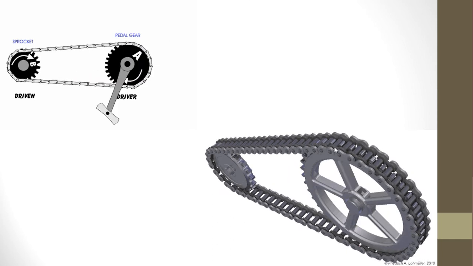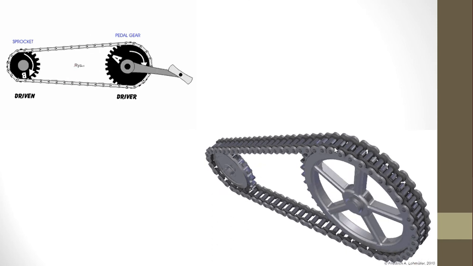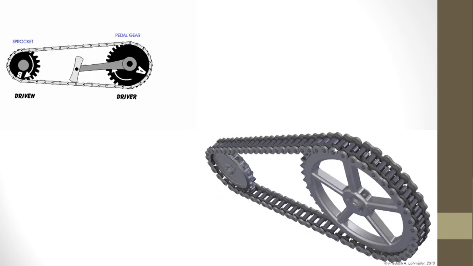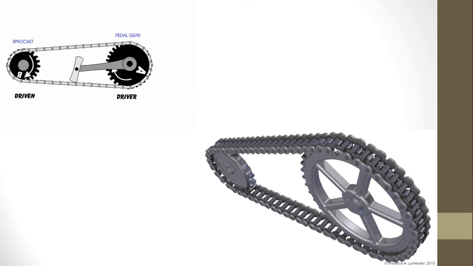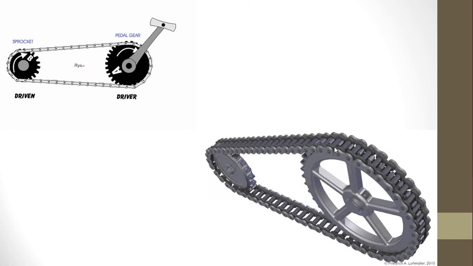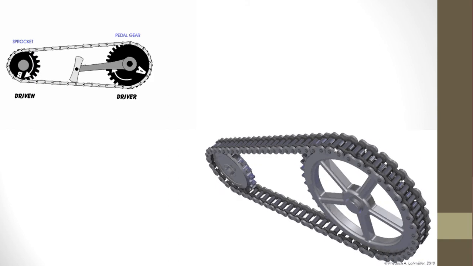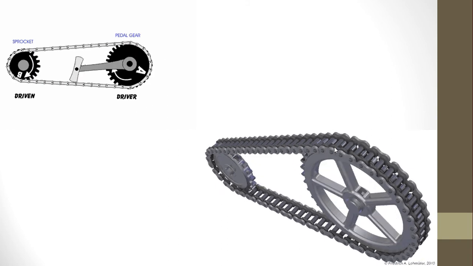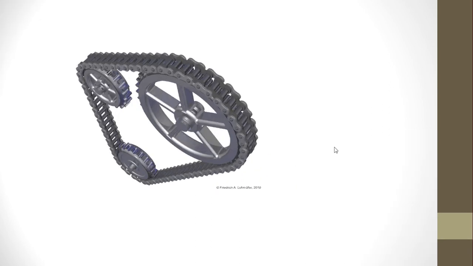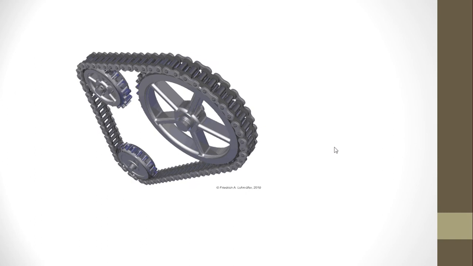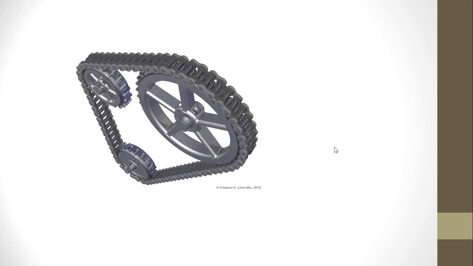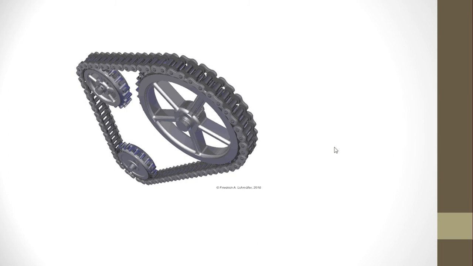If you see it in a 3D version, you can see the diagram on the right. On the right side, it's the same system. You can see there are two sprockets, and then there is a chain, a specific chain mechanism, and this chain is being run by the driver.